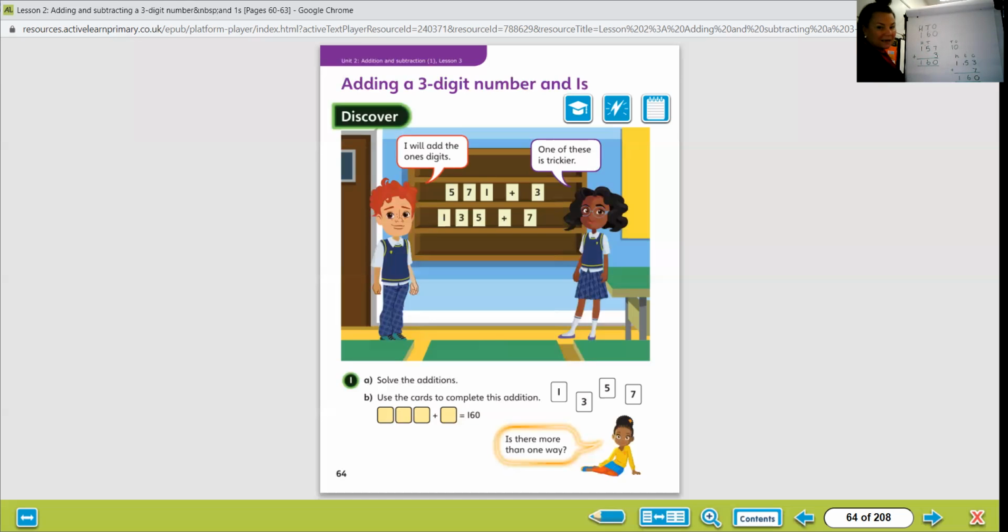Why is this one exactly the same? Because it's not the same numbers. I've put 157 add 3, 153 add 7. It's not the same, but I've got the same answer. Who can explain why? Talk with your partner.